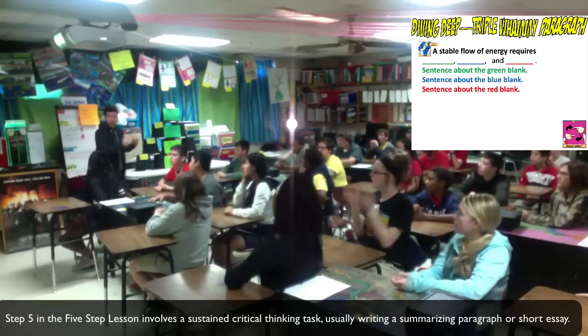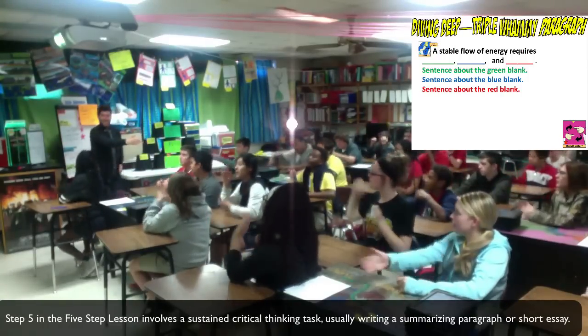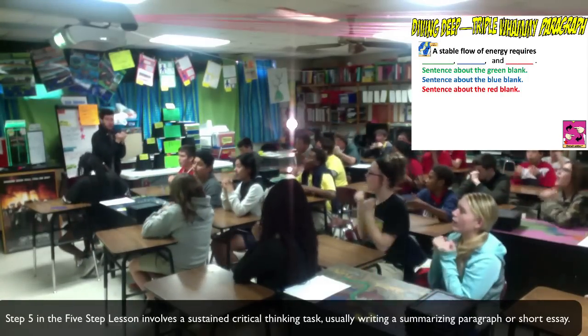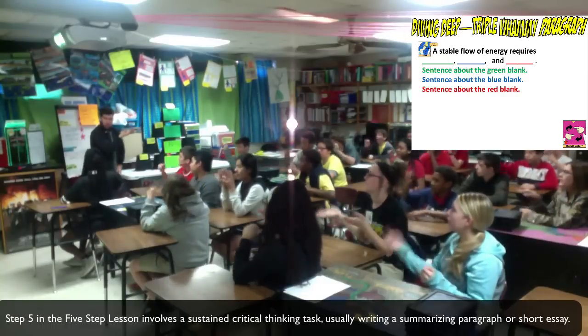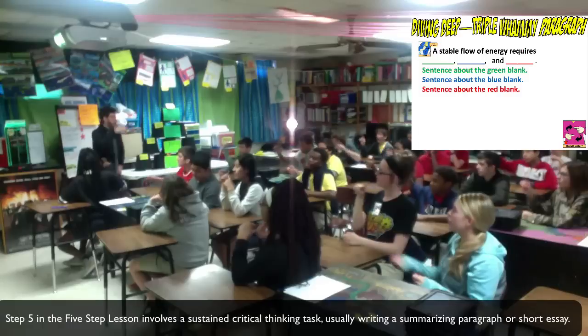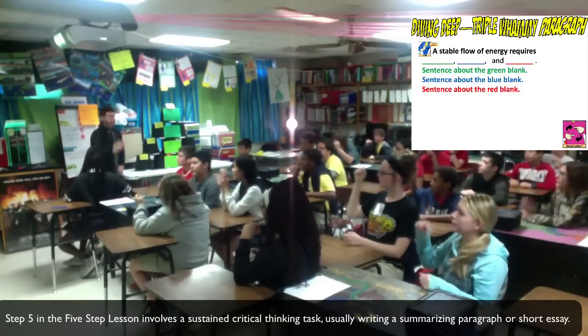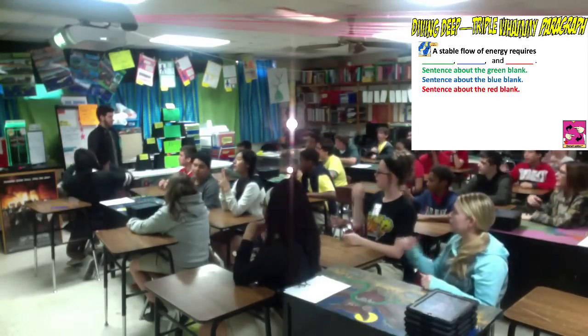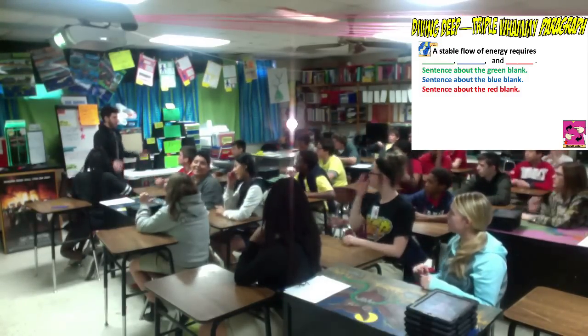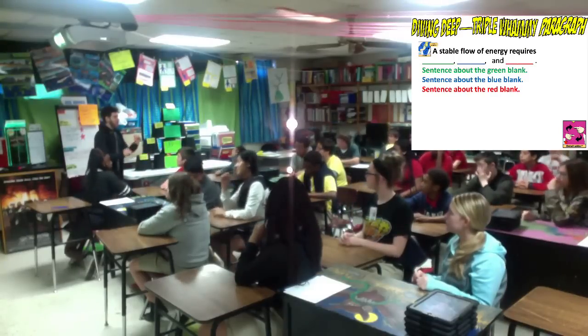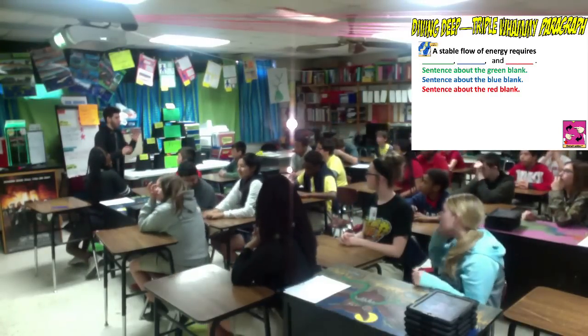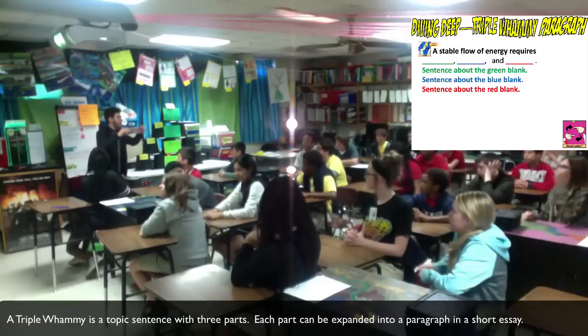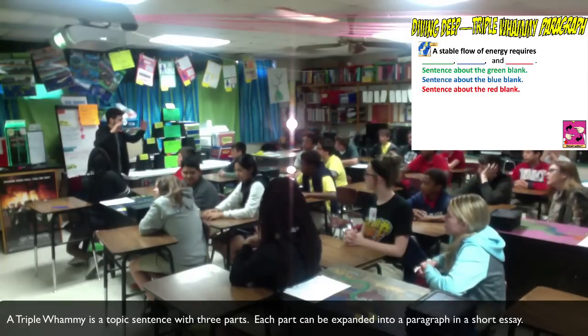A stable flow of energy requires blank, blank, and blank in an ecosystem. Mirrors off. Just repeat the sentence frame, the triple whammy sentence. Don't try to fill it in yet. Just get used to that topic sentence triple whammy frame.